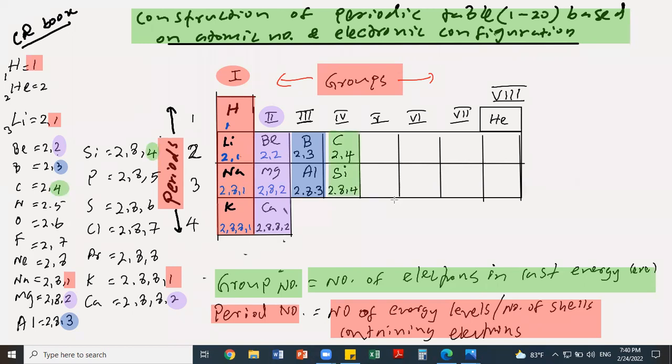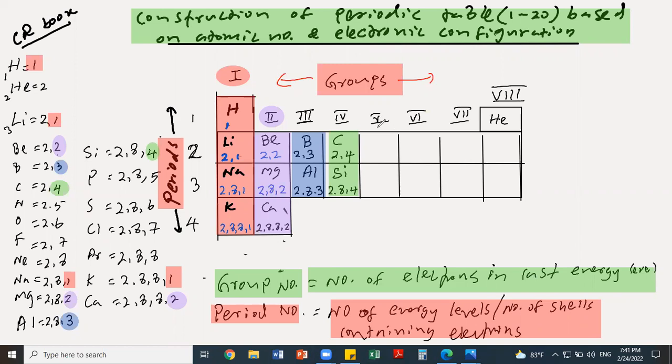Are you all copying down this table nicely? Because this is not given in your textbook, with the configuration. So we are going to build the periodic table, rather than just memorizing it directly. We are constructing the periodic table by looking at the configuration, building it up by ourselves.